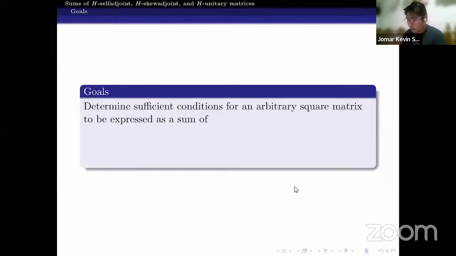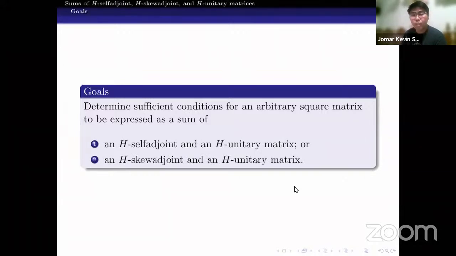The goal of our presentation is to determine sufficient conditions for an arbitrary square matrix to be expressed as a sum of, number 1, an H-self-adjoint and an H-unitary matrix, or as a sum of an H-skew-adjoint and an H-unitary matrix. Actually, there's a third one: express the matrix as a sum of two H-unitary matrices. But let us focus in today's presentation on these two due to time constraints.